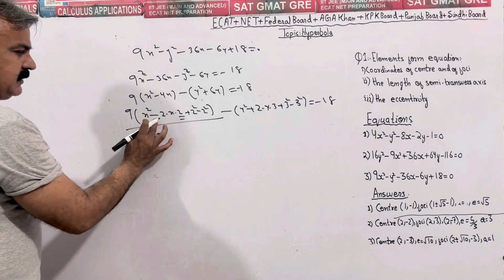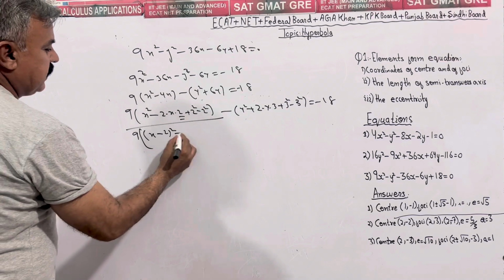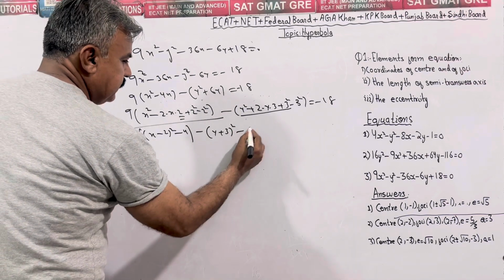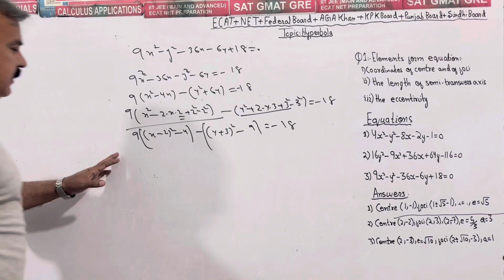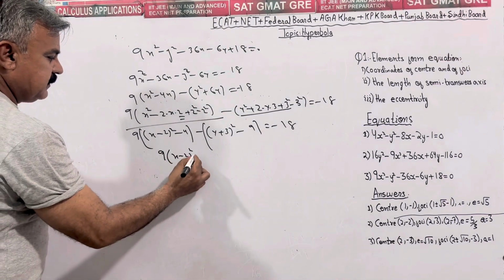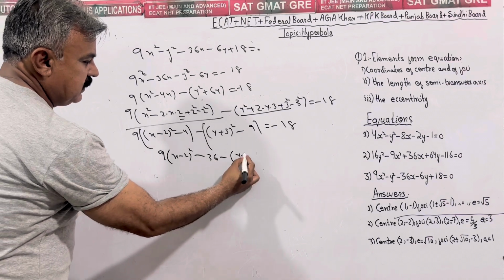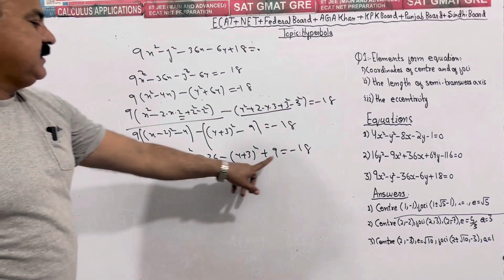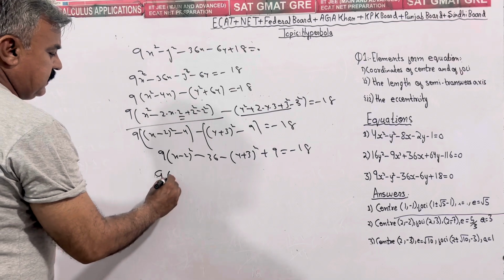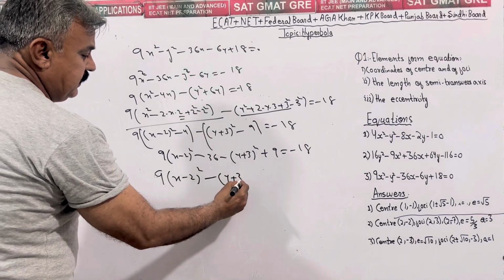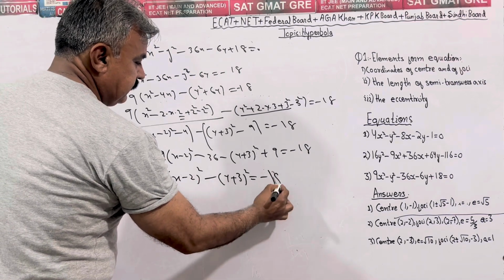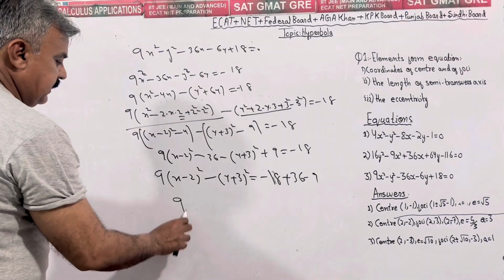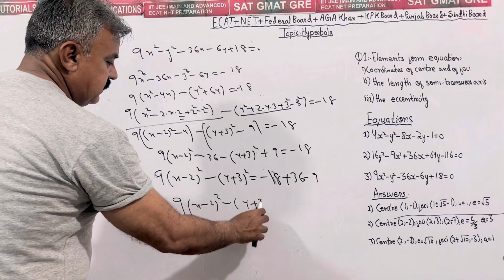It is x minus 2 whole square, square of 2 is 4, minus y plus 3 whole square minus 9, minus 18. Now multiply 9 throughout. We have 9 times (x minus 2) whole square, 9 times 4 is 36, minus (y plus 3) whole square plus 9 is equal to minus 18. Shift them to the right hand side: minus 18 plus 36 minus 9. Minus 18 plus 36 remains 18, 18 minus 9 is 9. So 9(x minus 2) whole square minus (y plus 3) whole square is equal to 9.